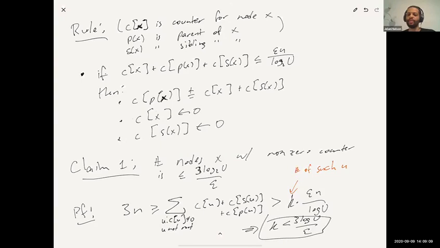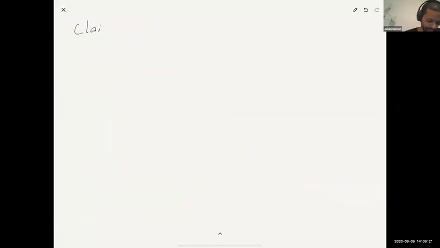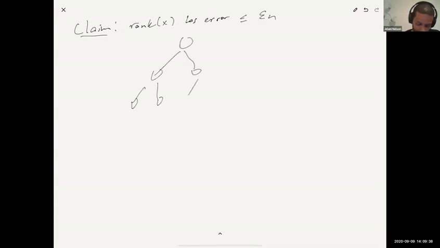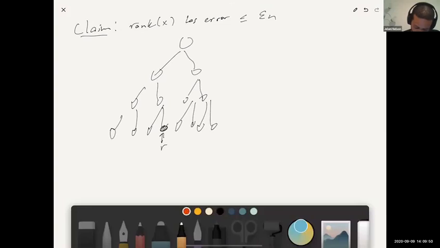And then, why does rank have error epsilon n? The next claim is that rank of x has error at most epsilon n. And that's also quite simple. Just look at the tree. Here's the tree. We have some query R. Maybe this is R. So just look at the leaf to root path of R.